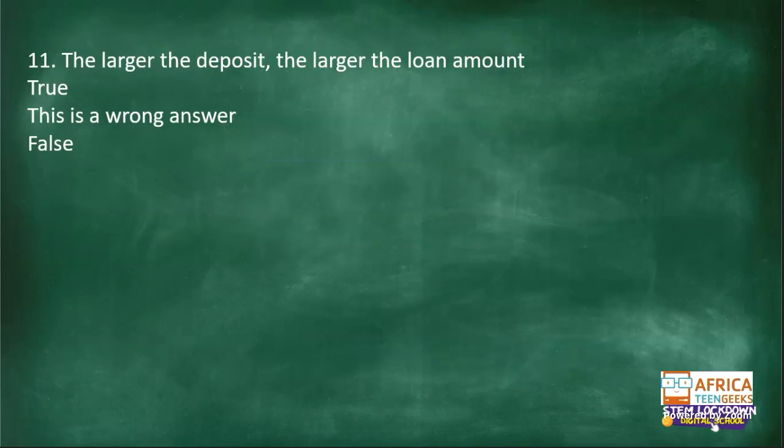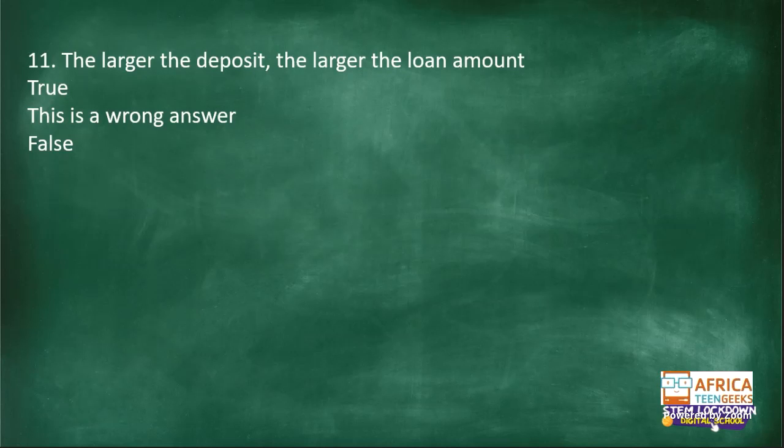Now, the last one: the larger the deposit, the larger the loan amount. Is this true or false? The larger the deposit, the larger the loan amount. So this statement cannot be true, because if you pay a large deposit, your loan amount will decrease.